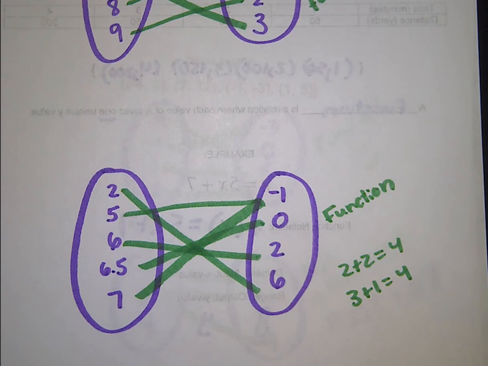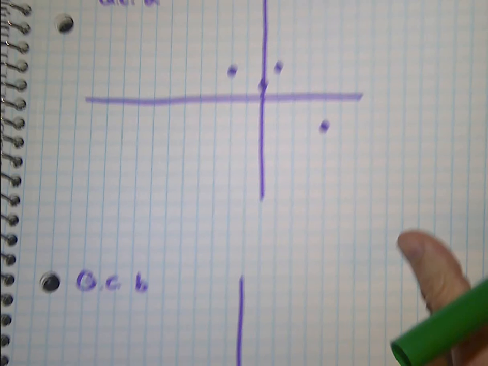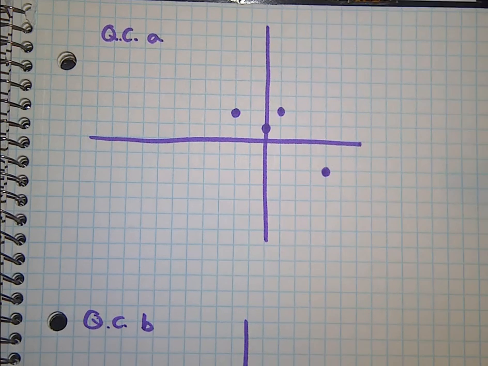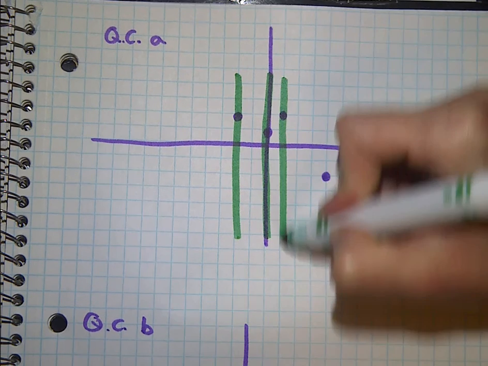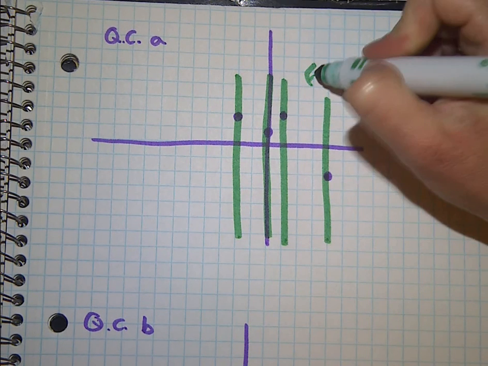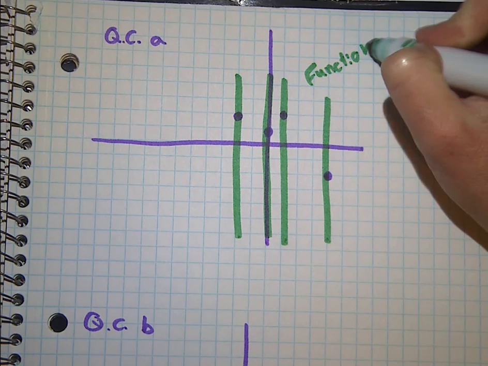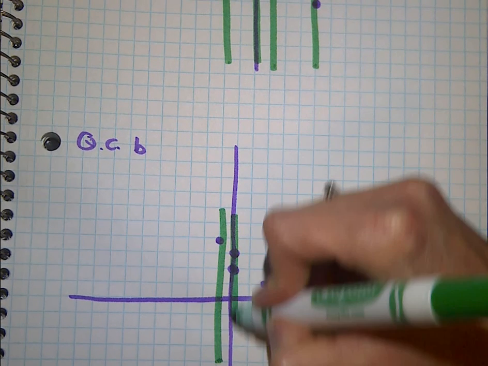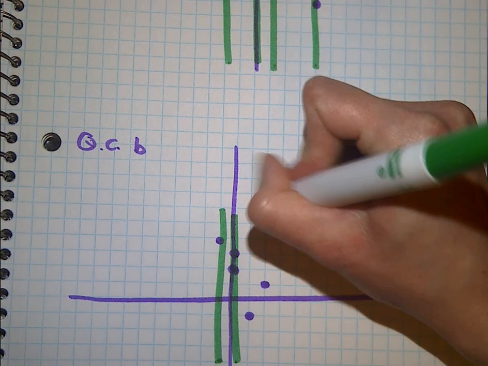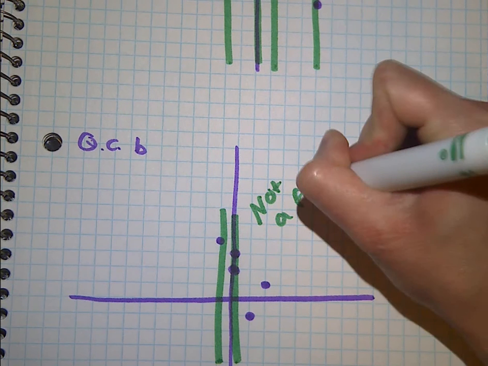Okay, so quick check 2. You had to graph them and check with the vertical line test. So this is quick check A that you should have graphed. And so if you go through here, if I draw a vertical line through each of these points, they only hit 1 point. So this first one is a function. Quick check B, when you check this one, if I draw a vertical line through this point, that's good. But now if I draw a vertical line here, no, not a function. It did not pass the vertical line test.